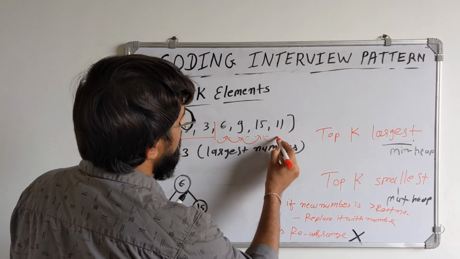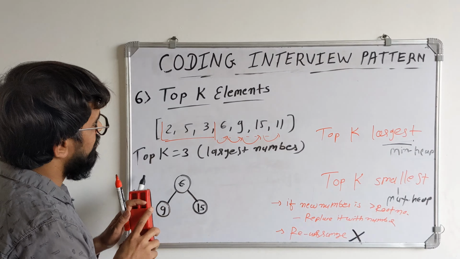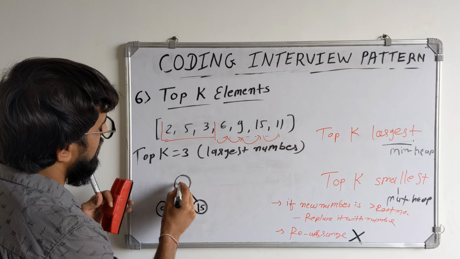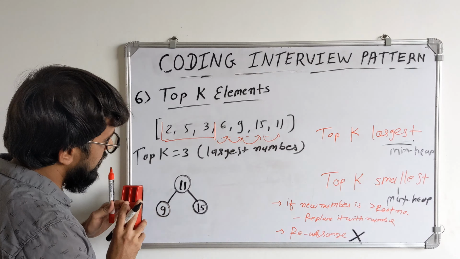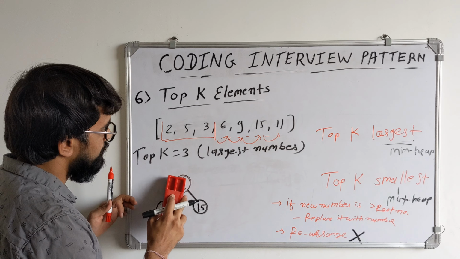I am going one step ahead. 11. 11 is greater than 6. So that means I need to kick out the 6 also. I put 11 here. But again it's violating. So I am keeping the 9 on top and 11 here.